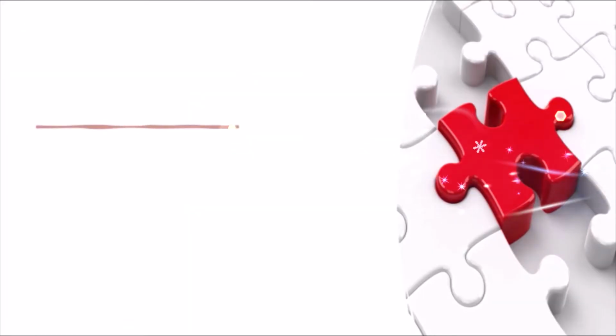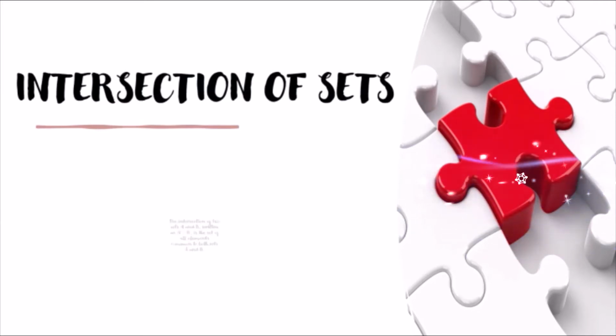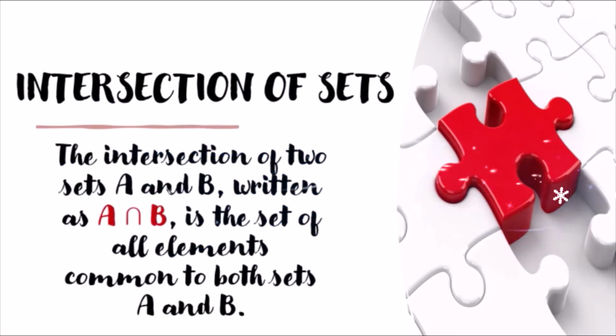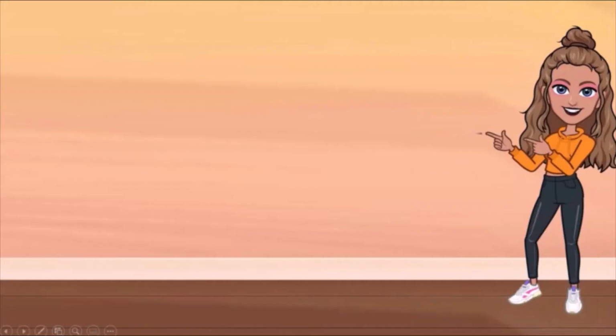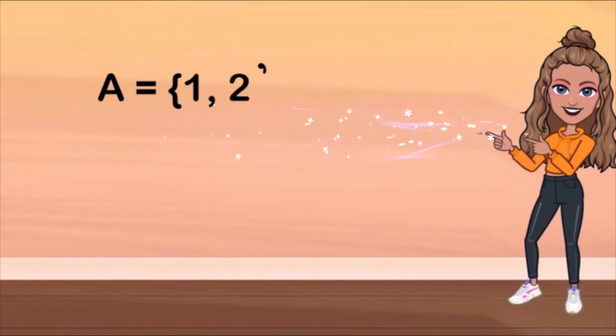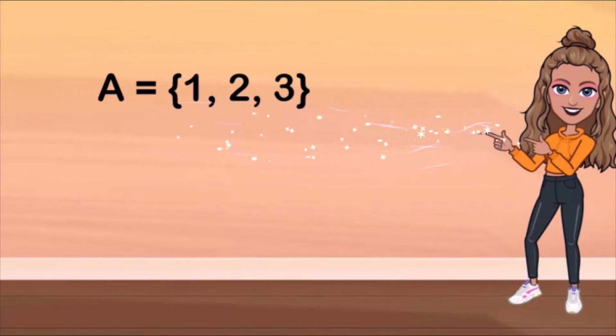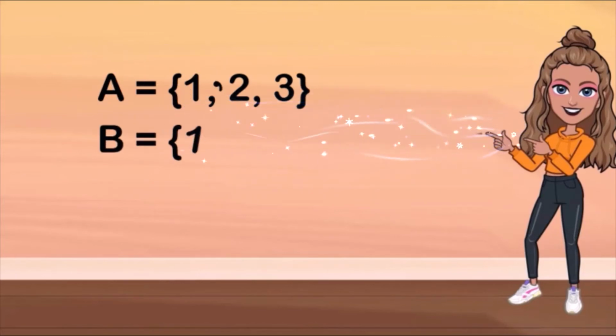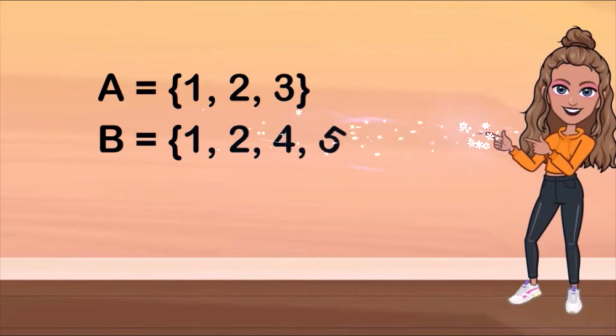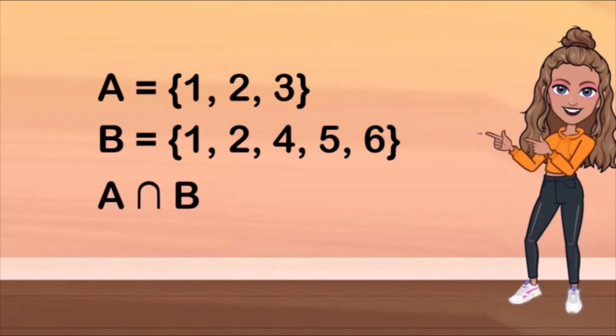Now, let's focus on the next operation of sets, and that is the intersection of sets. The intersection of two sets A and B, written as A intersection B, is the set of all elements common to both sets A and B. Let's consider the following examples. Suppose set A whose elements are 1, 2, and 3, and set B whose elements are 1, 2, 4, 5, and 6. Find the intersection of set A and B.